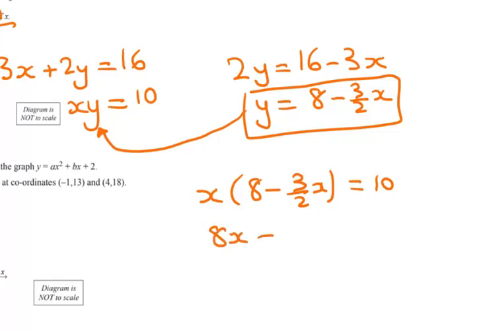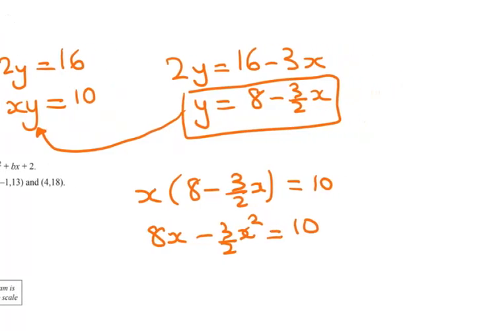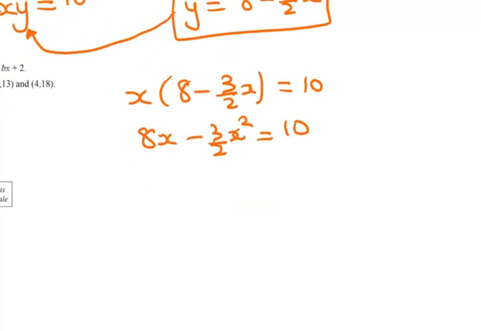Expanding gives me (8x - 3/2 x²) = 10. Now, by this stage in the year, we should know that if we want to solve a quadratic, we're going to need to have it equal to 0. And then in year 11, my only strategy is to factorize it. So we get 0 is equal to 3/2 x² minus 8x plus 10.